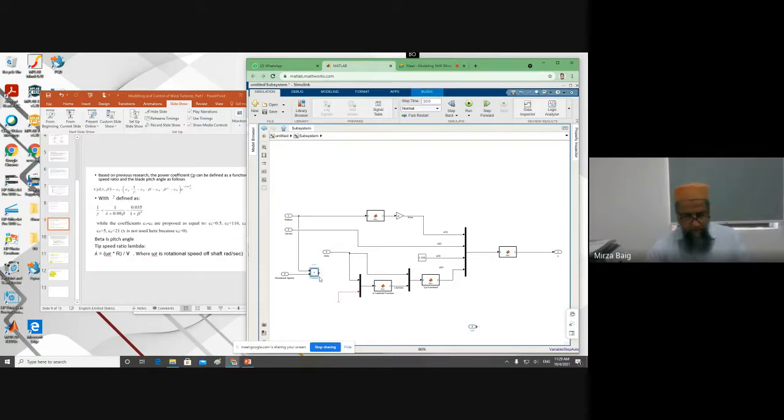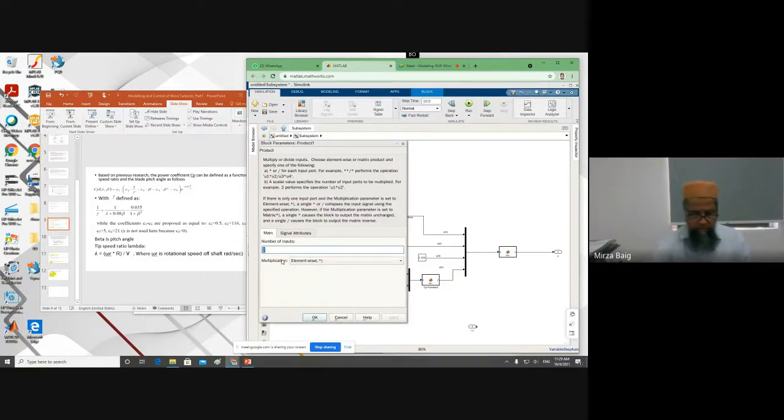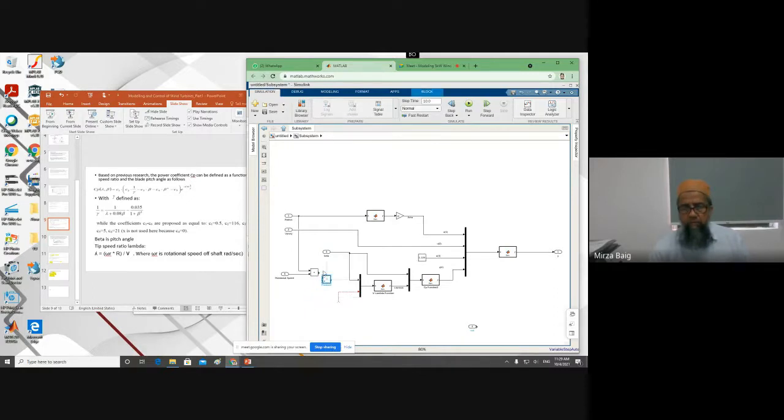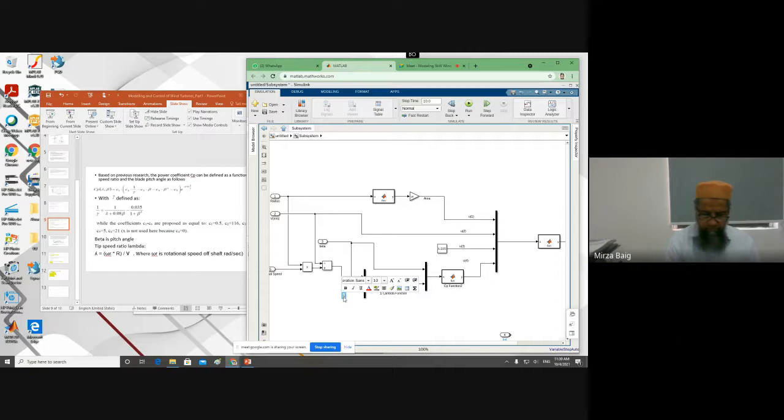And let me do it again. Let's see. And divide by v. And this is lambda. It's beta.